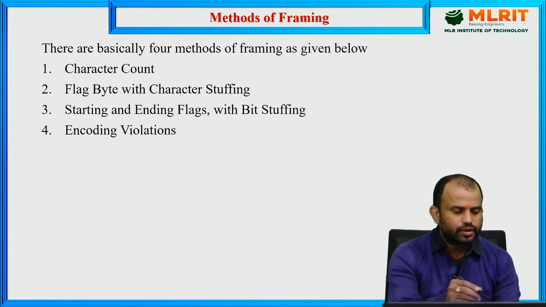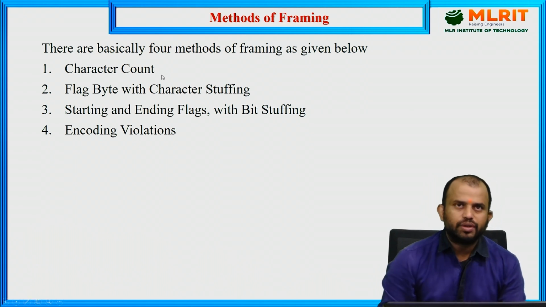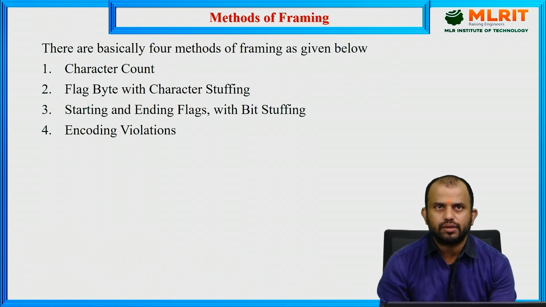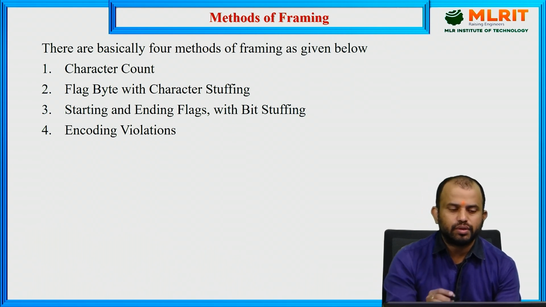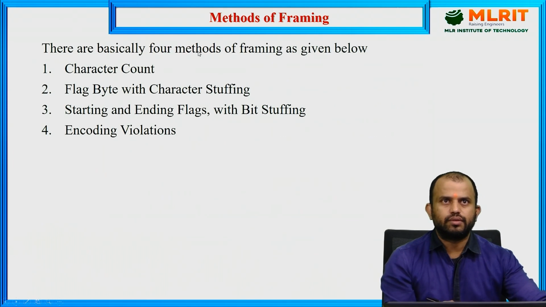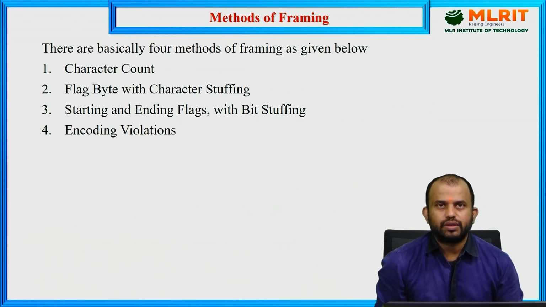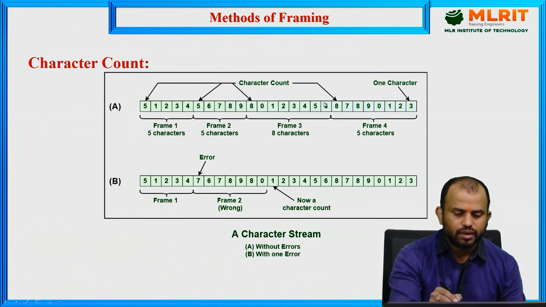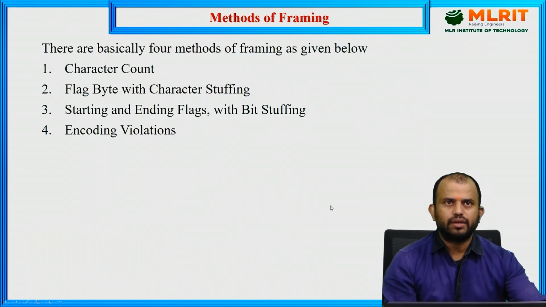The first topic is the methods of framing. With the methods of framing, we can evaluate and control the error control mechanism as well as the flow control mechanism. The first method is the character count value. The second one is the flag byte value with character stuffing, which is also called flag stuffing. The third one is the starting and ending flag, which we call bit stuffing. And another important one is the encoding violation.